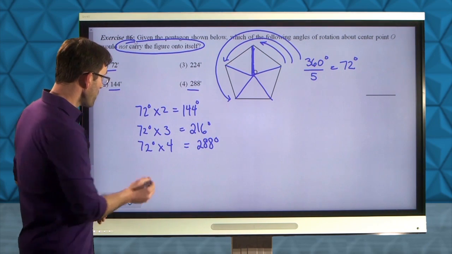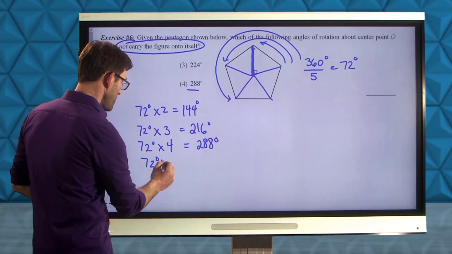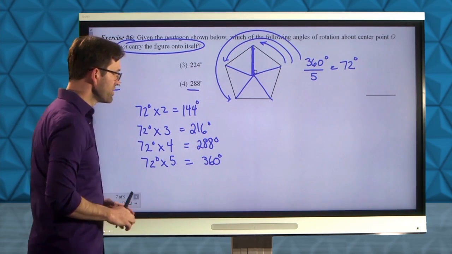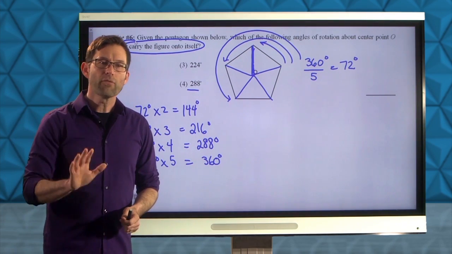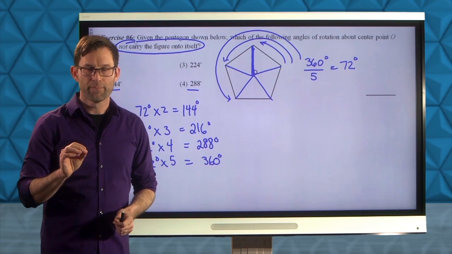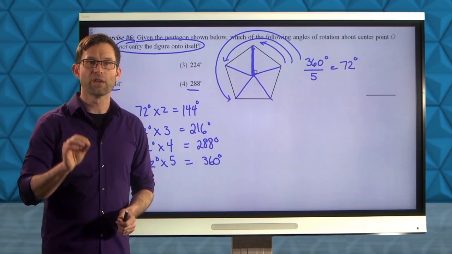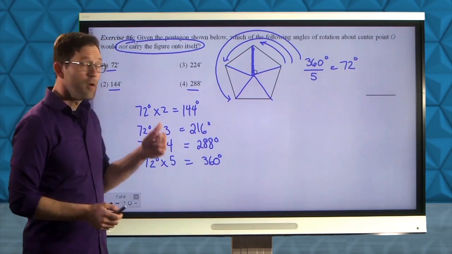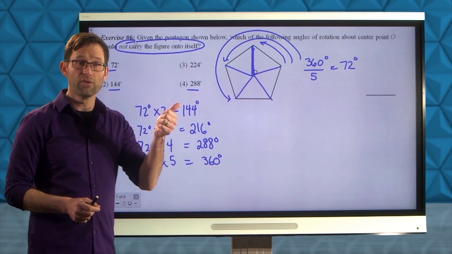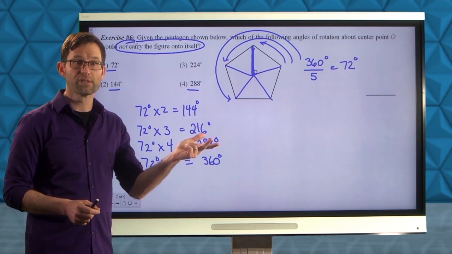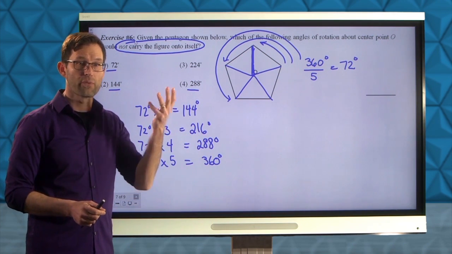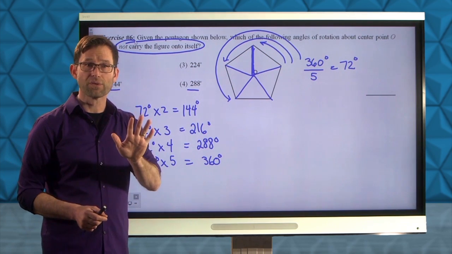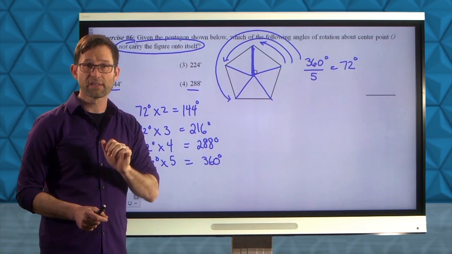And in fact, I could do one more. I could do 72 degrees times 5, but then I would get 360 degrees. For every regular polygon, you will have as many angles of rotational symmetries as you do sides. In other words, for this regular pentagon, we have 72 degrees, 144 degrees, 216 degrees, 288 degrees, and 360 degrees. 5 different non-trivial angles of rotation about that center point.